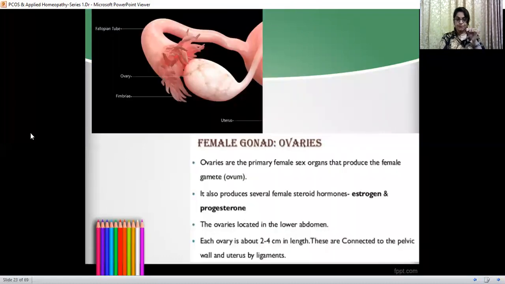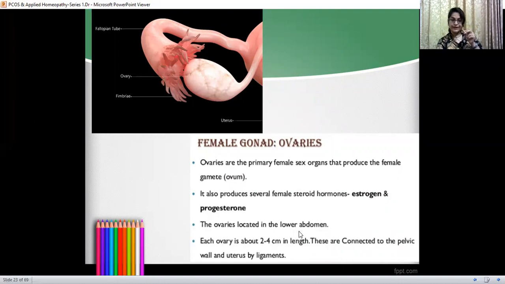So ovaries are the primary female sex organs that produce the female gamete, the ovum. So this is the ovary. This is the fallopian tube, fimbriae section. Ovaries also produce several female steroid hormones, estrogen and progesterone.